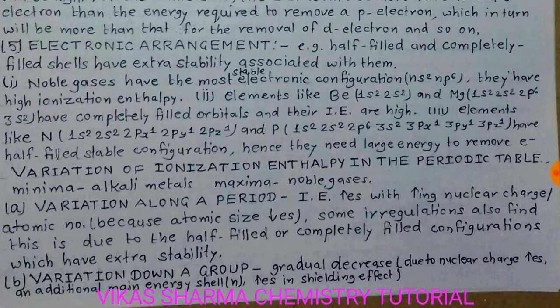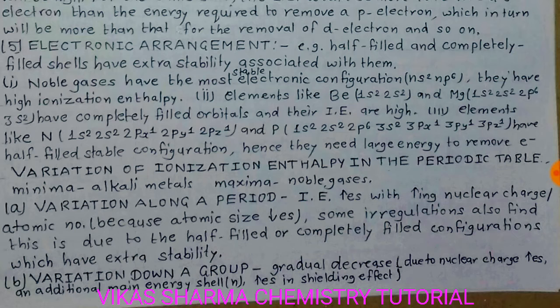The next point is the variation of ionization enthalpy in the periodic table. It is minimum for alkali metals and maximum for noble gases. Alkali metals are reactive and remove electrons easily, while noble gases have higher ionization enthalpy, so it is difficult to remove their electrons. Variation in a long period: ionization enthalpy increases with increasing nuclear charge and atomic number, because atomic size decreases. Some irregularities are also found, due to the half-filled or completely filled configurations which have extra stability.